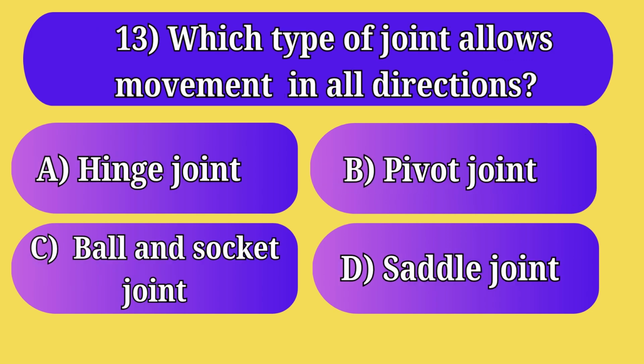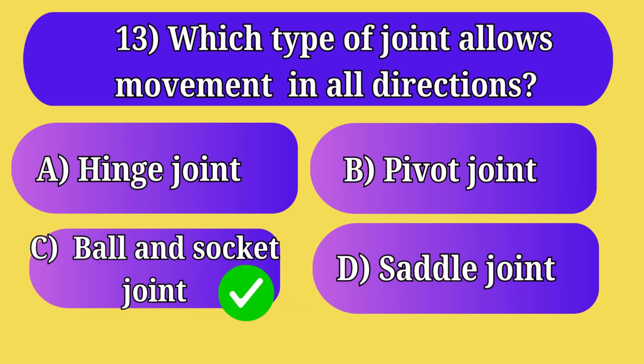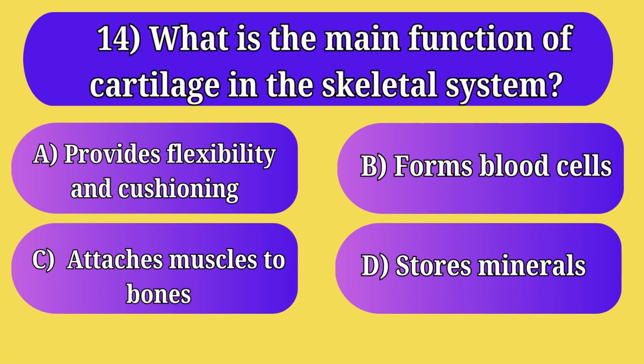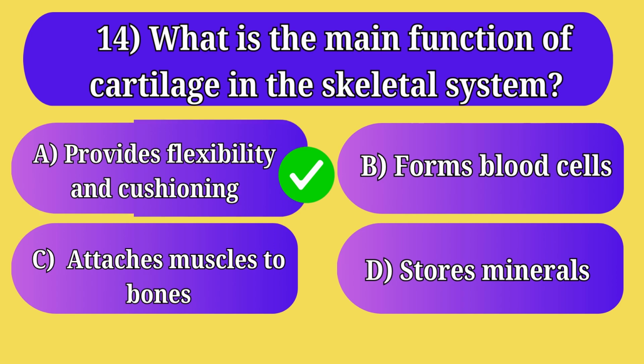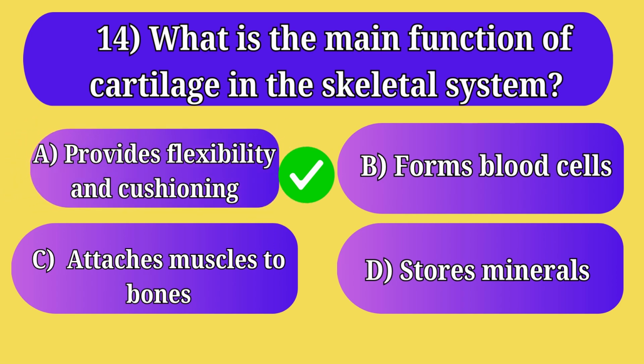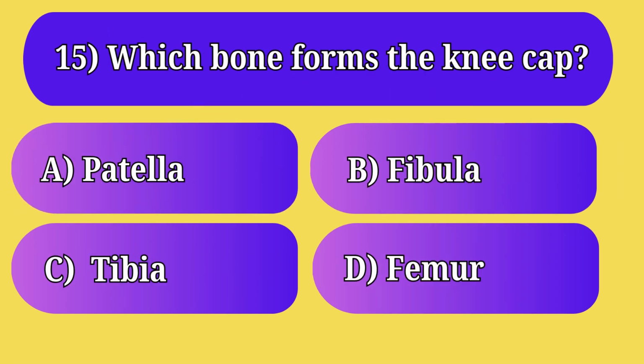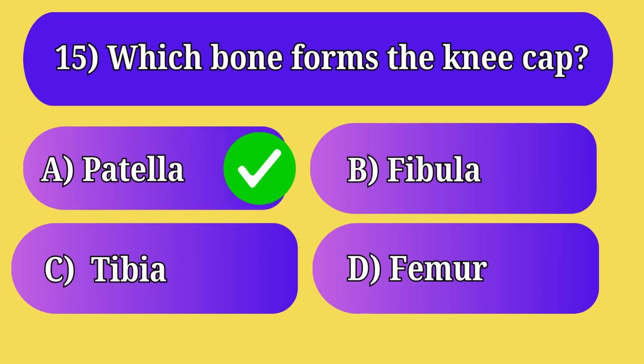Which type of joint allows movement in all directions? Ball and socket joint. Try the next one. What is the main function of cartilage in the skeletal system? Provides flexibility and cushioning. Try the next one. Which bone forms the kneecap? Patella. Try the next one.